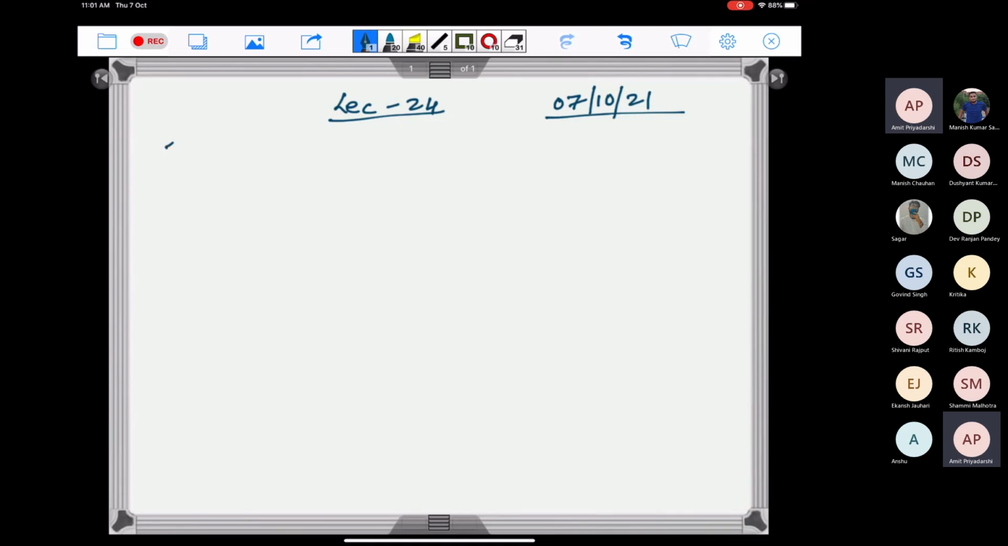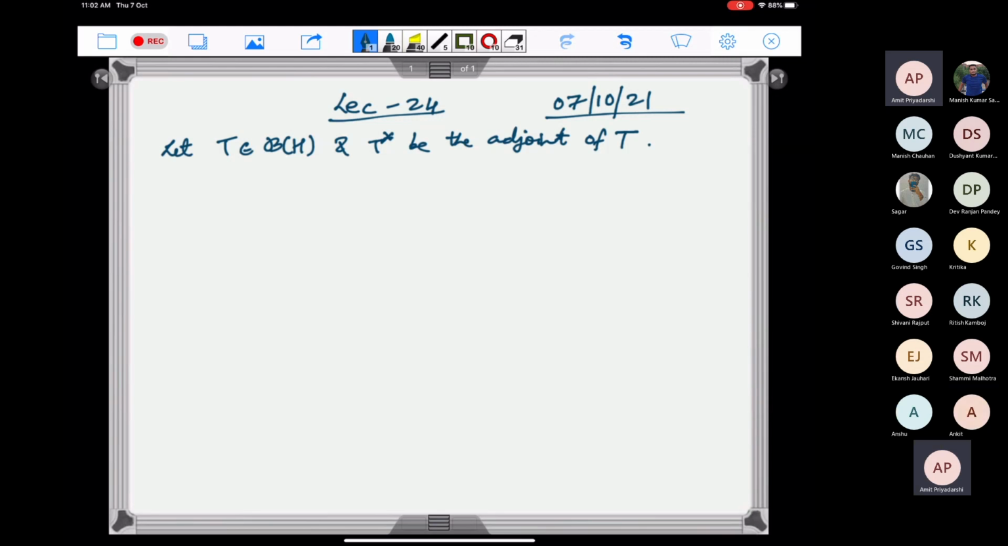So let T belong to B(H) and T star be the adjoint of T. Of course, by the definition of adjoint, you can check that there is a unique adjoint. So there is a unique linear operator which satisfies this definition of T star. So we have seen some properties of this adjoint.